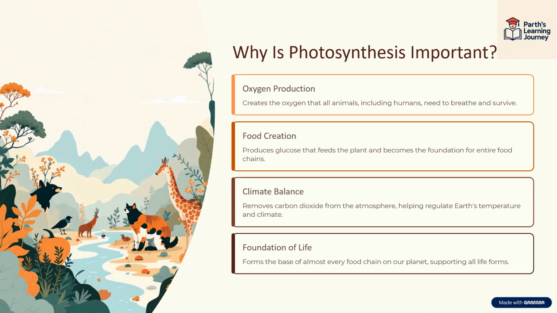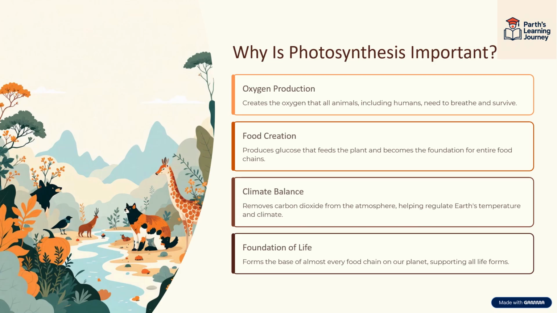Second, food creation. It produces glucose that feeds the plant and becomes the foundation of entire food chains. Do you know what a food chain is? A food chain is simply the chain in which all living organisms depend on each other. Like a plant. The animals depend on the plant. Then the human beings depend on both animals and plants.